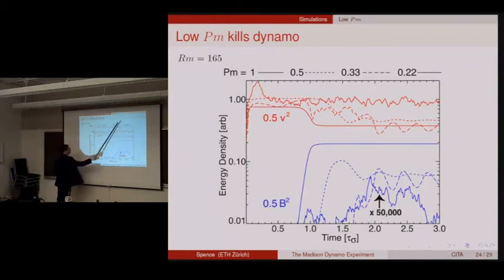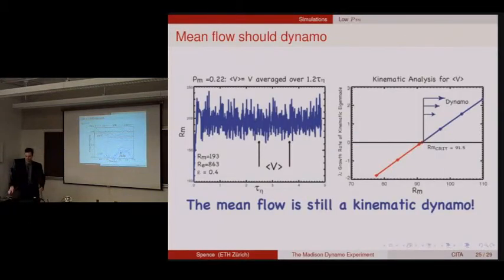At 0.22, we see that we get a very different situation. The kinetic energy is this top line here. This is the magnetic energy of the Prandtl number 0.22, after it's been multiplied by 50,000 just to get it on the plot, because it was down in the noise that was used to initialize the run, because this system just simply will not dynamo. The magnetic field will not grow in this situation, no matter how long you run it. The fluctuation levels are just killing you, even though the mean flow should dynamo.